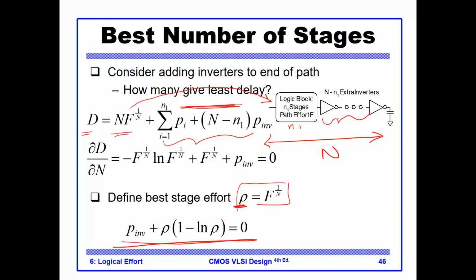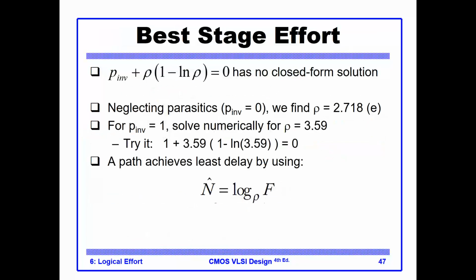Now, this leads me to a form which has no closed solution, right? Because I have to use numerical methods. Let's assume that the parasitics of these inverters are zero. We will find that the optimum rho, which is the optimum f hat, is 2.7, which is the e number, the natural number. Now, that is really not practical, to assume that the parasitic is zero.